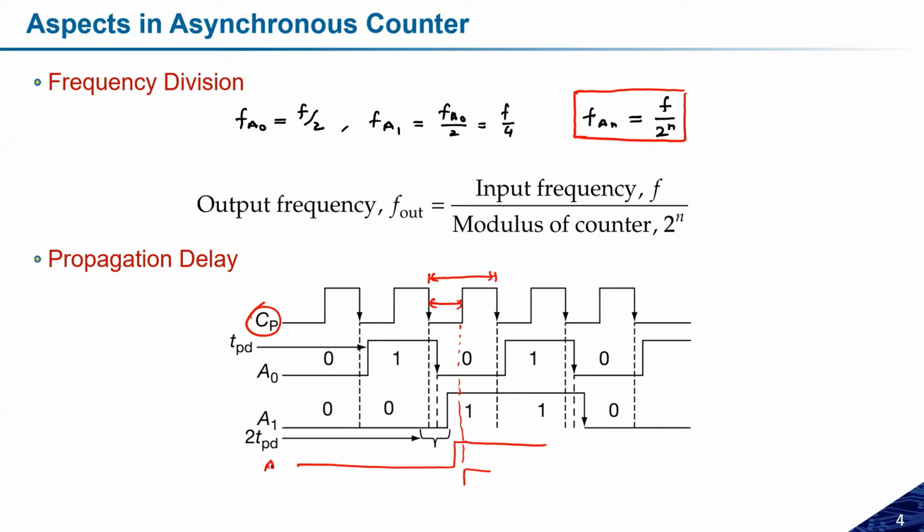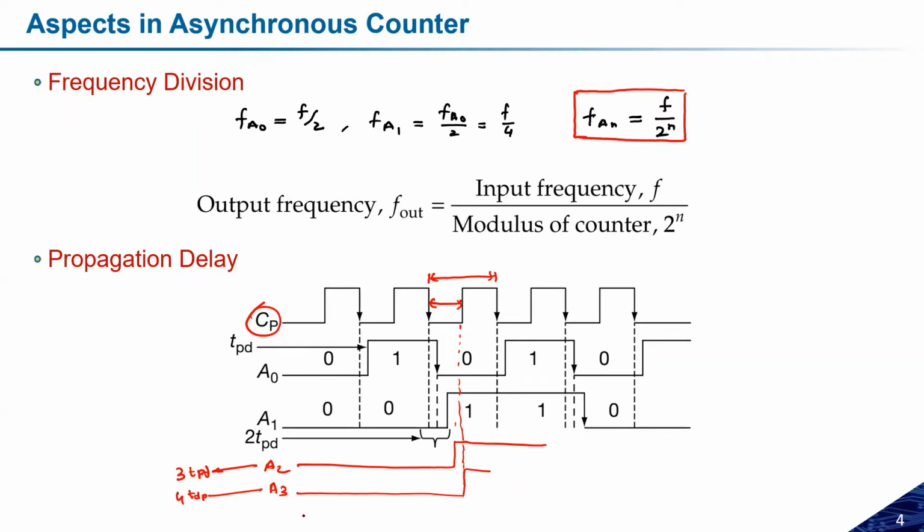Let us assume I have A2. A2 will again take 1 time TD, so A2 will be received at 3 TD. Suppose I have one more flip-flop, then it will take again 1 time period. So A3 will be received at 4 TPD. If it is within the limit, that is fine.